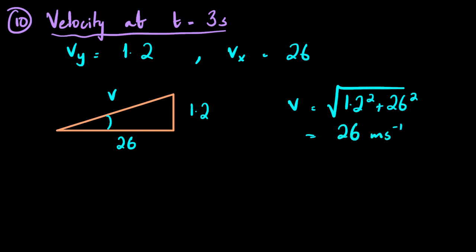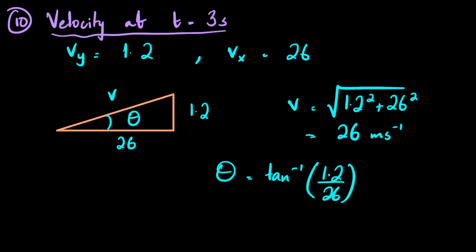And similarly this angle, let's call this theta this time. So theta would be tan inverse of 1.2 upon 26. So this turns out to be a very small angle, 2.64 degrees, that it makes with the horizontal.